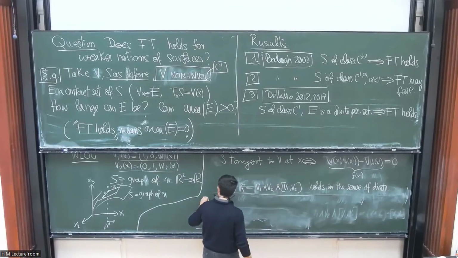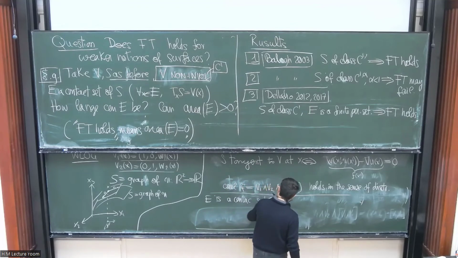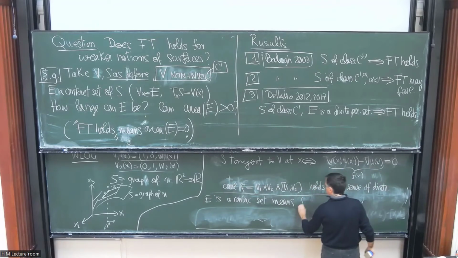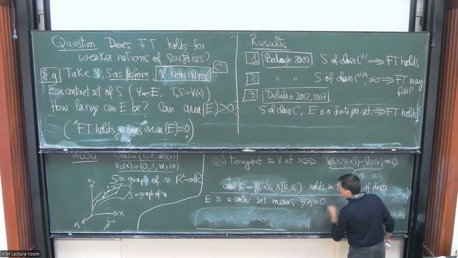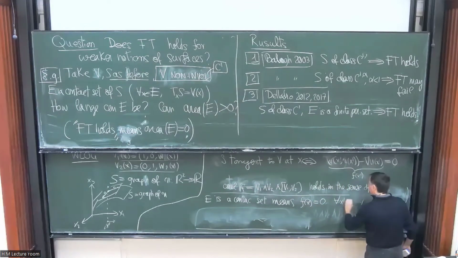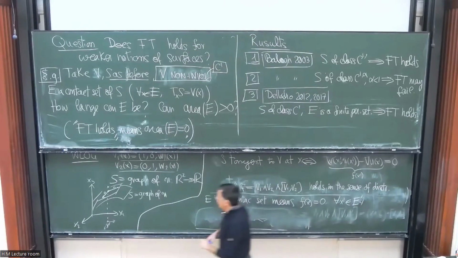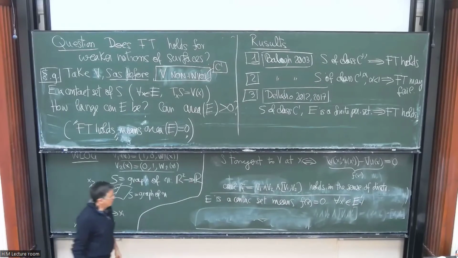So now, if E is a tangent, a contact set, it means that this quantity is 0 for every x prime in the projection of E, which I call E prime. So remember, this is a contact set that lives on the surface here. I project it down. That's E prime, okay?